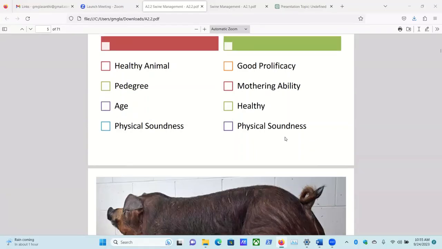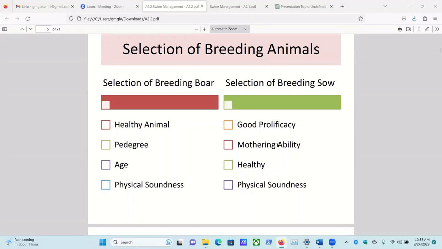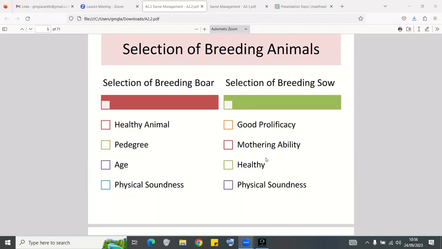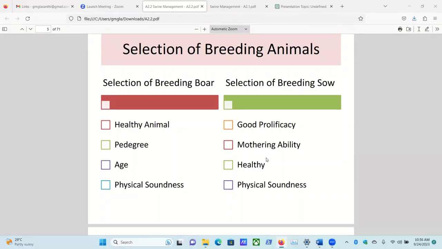And when we are selecting a breeding sow, we should check for prolificacy. I told you these are prolific animals. That means at a time they are producing more than one piglet. Normally 8 to 12 piglets they are producing. So good prolificacy means she can produce more piglets per litter. Then we can enhance the number of animals in our farm.